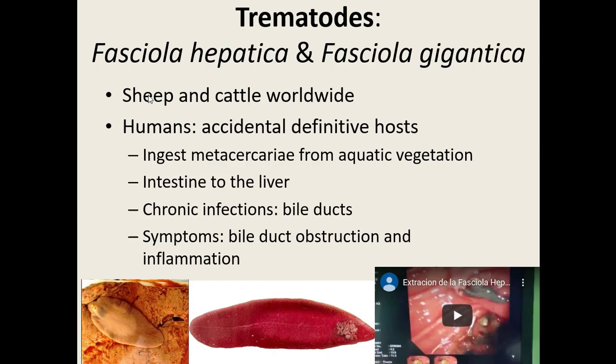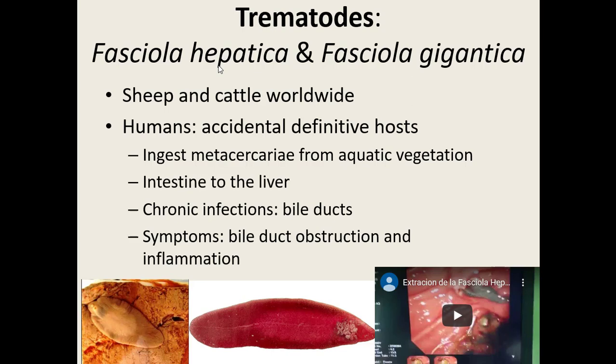Now, the first trematode we're going to talk about is one genus, two similar species, the Fasciola hepatica and the Fasciola gigantica. Now, hepatica is because this is also known as the liver fluke. Fasciola gigantica, it's still a liver fluke, it's just a little bit larger. It is technically DNA different than Fasciola hepatica, but they both do the same thing.